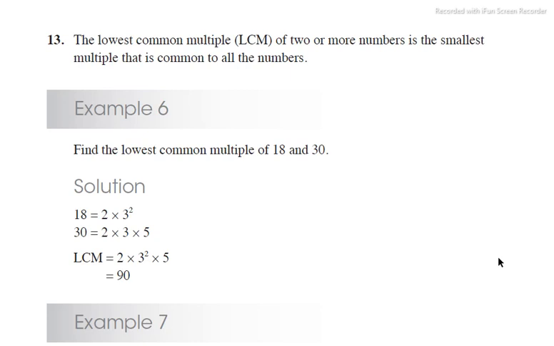Now, you may ask, why are we using 3 squared and not 3? Because we are looking for the multiple. And probably that multiple is 90. Meaning that the lowest number that can be divided by 18 and 30 is 90.